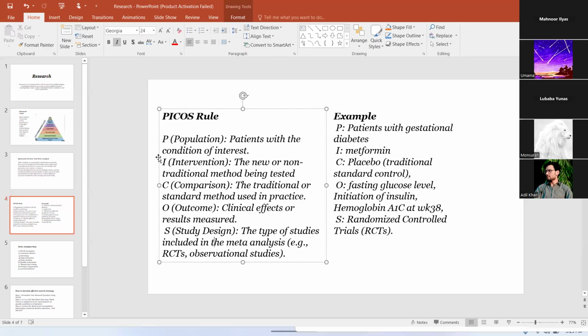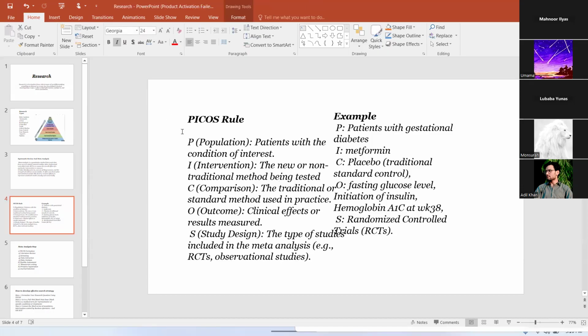Maybe this is overwhelming right now, but you will understand this by the end of this lecture, right? Then S means study design, like I told before, that we can do a meta on RCTs and we can do it on observational studies. So before you conduct a meta, you have to set your PICO. What is your PICO?